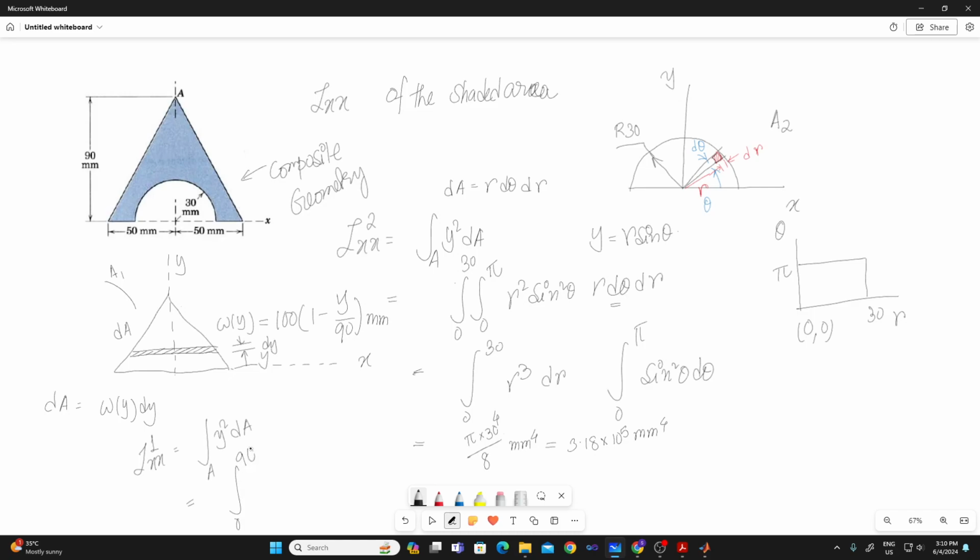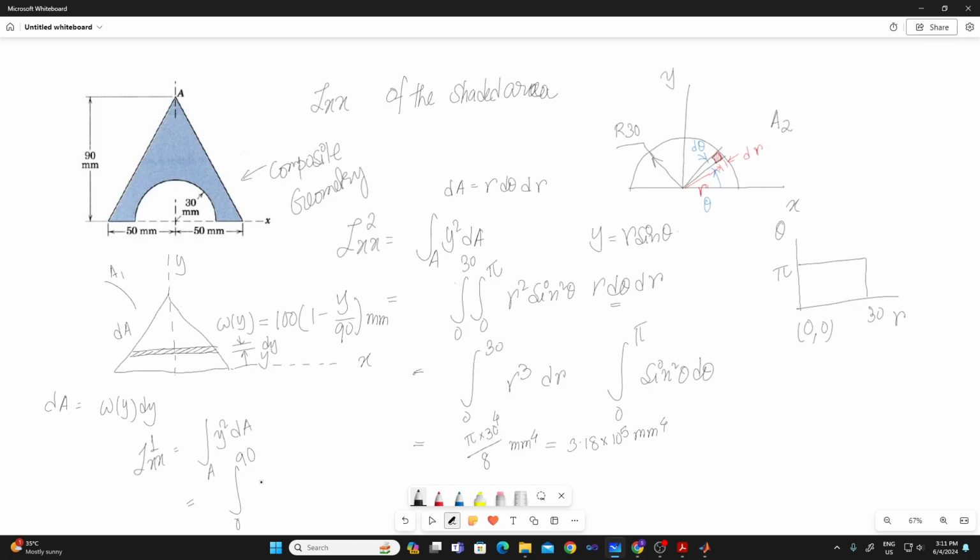Sir, could you explain the expression of w of y once more? Yes, which one, the expression of w? Yes. Look, the width of the base of this triangle is 100, and the width at the vertex is 0. So you have to scale from 100 to 0 over a height of 90 millimeter. Okay, okay. If I take y equals 0 in this expression, you get 100. That means on the x-axis the width is 100, and 90 millimeters away from the x-axis it is 0. Yes sir, okay. Understood?